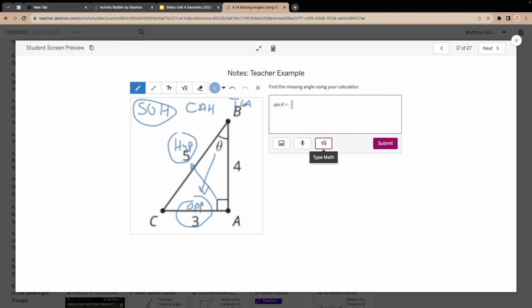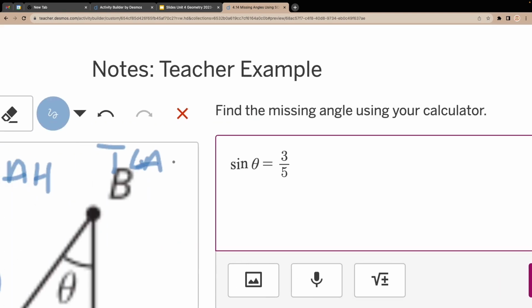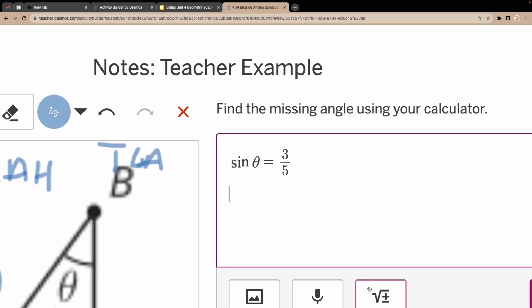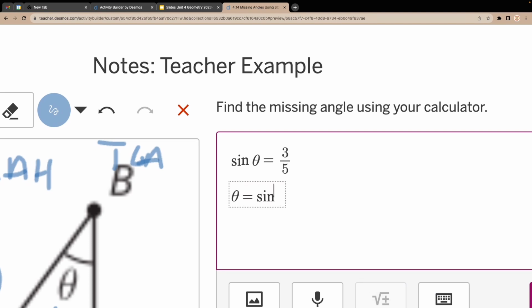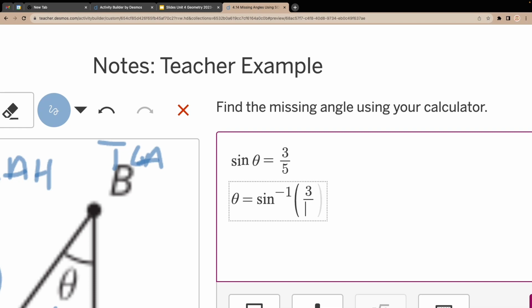Now, what is that angle? I want to solve for that angle by itself. I've got to move sine over. I have to do the inverse to move something across the equal sign. So I'm going to do the inverse. So theta is equal to sine to the -1 power, or inverse sine, the opposite of sine, of 3/5.